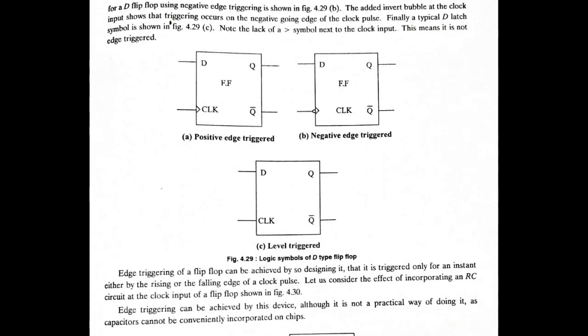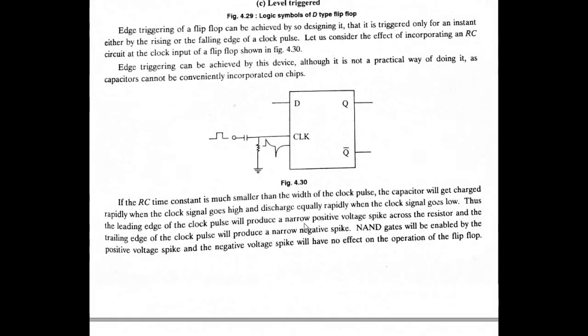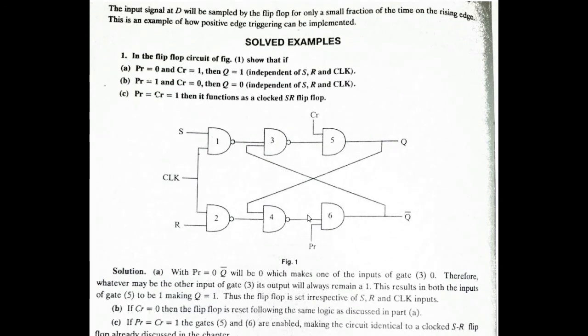Now how do we represent this? This is a clock symbol, but there is no bubble, so it is called positive edge triggered. If there is a bubble, then it is called negative edge triggered. If there is no symbol here, this is level triggering. So this is the logic symbol of a D type flip-flop, that is positive edge, negative edge and level triggered. Now we move to some numerical portion.